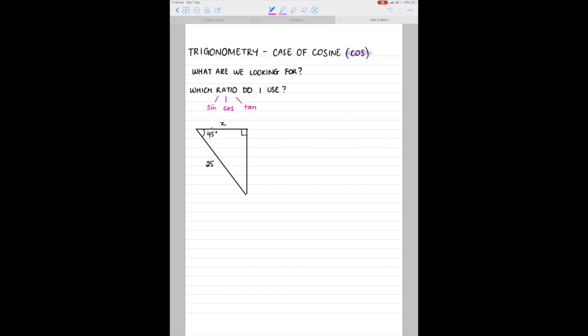The best way to remember what information you will need to use one of these ratios is remembering this: SOH, CAH, and TOA. So let's take a look at the example and we'll revisit the ratio in a moment.